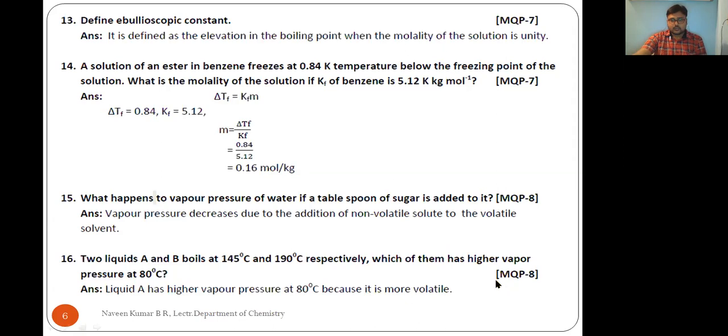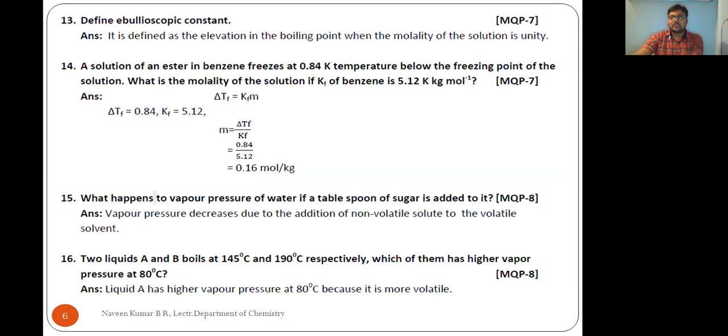Next, from the same question paper, 8th model question paper, 16th question: Two liquids A and B boil at 145 degrees Celsius and 190 degrees Celsius respectively. Which of them has higher vapor pressure at 80 degrees Celsius? Leave that 80 degrees for now. First think about the two liquids. Liquid A has boiling point 145 degrees Celsius, liquid B has its boiling point 190 degrees Celsius. Now you tell, which liquid will have more vapor pressure, or in terms of which is the more volatile liquid? The liquid which has a lower boiling point will be more volatile, or the liquid which has a higher boiling point will be more volatile?